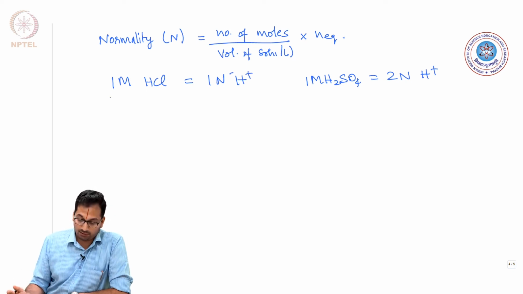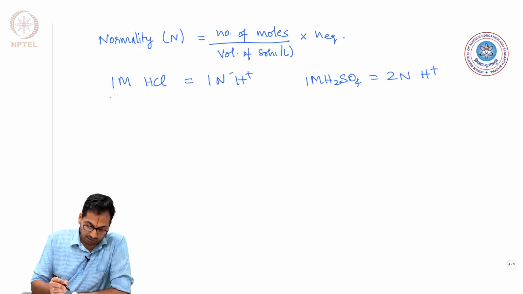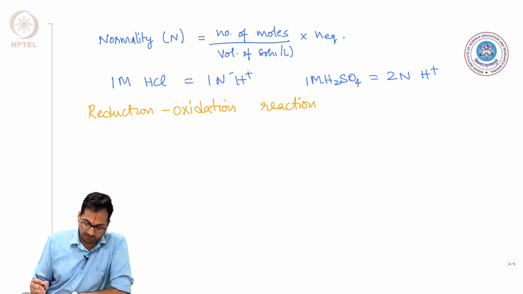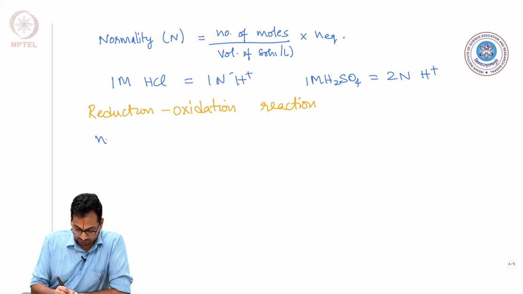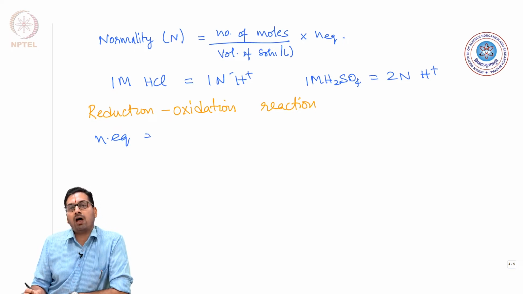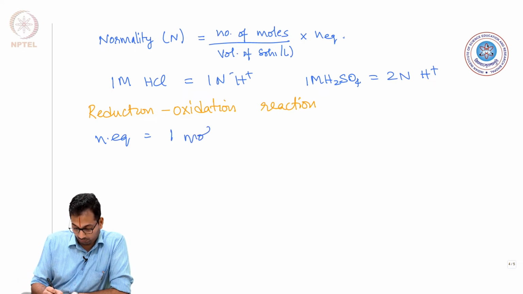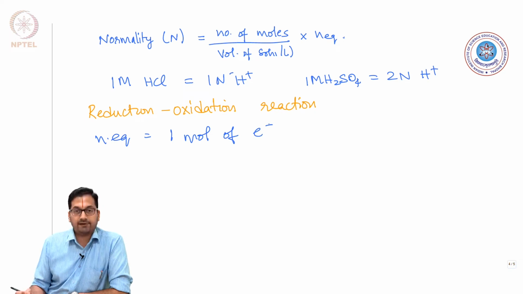We have just seen that number of equivalents has been defined for a neutralization reaction. Let us quickly ponder how this gets defined for a reduction-oxidation, that is a redox reaction. For a redox reaction, the number of equivalents will be equal to the amount of substance that furnishes or quenches, that consumes or produces, 1 mole of electrons.